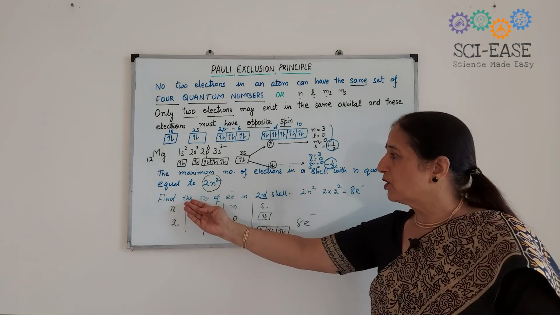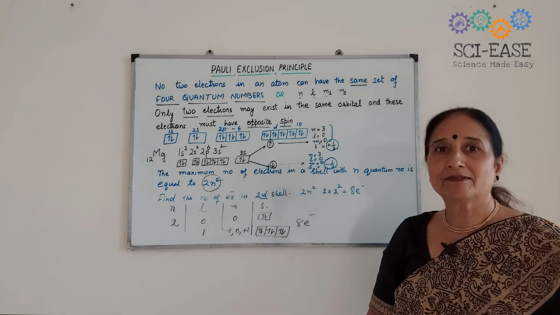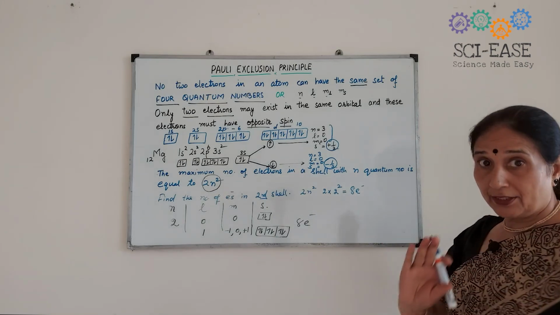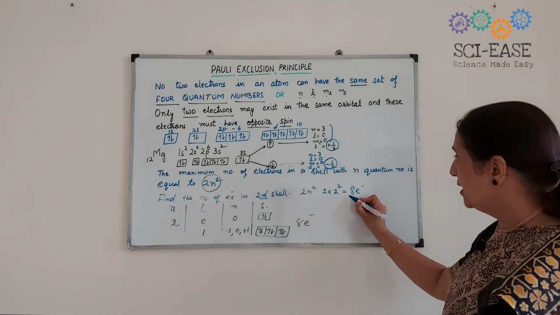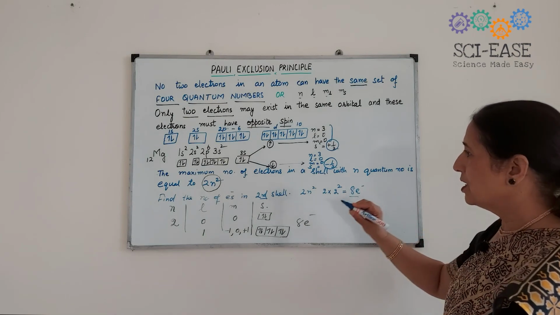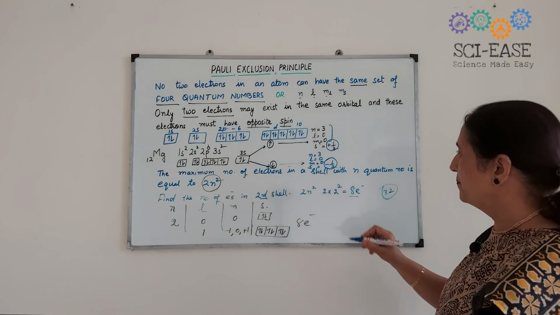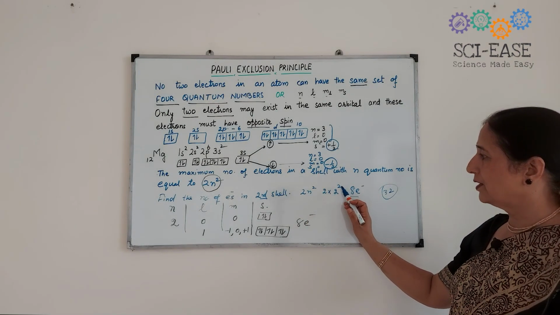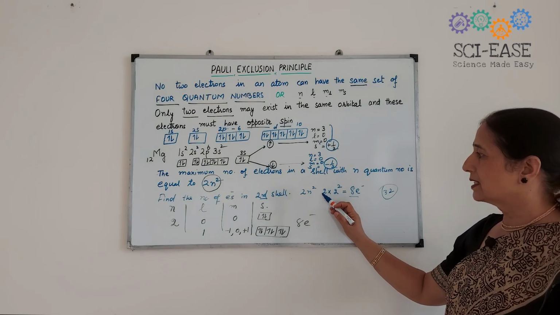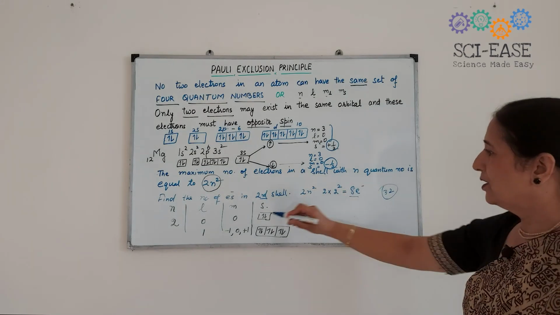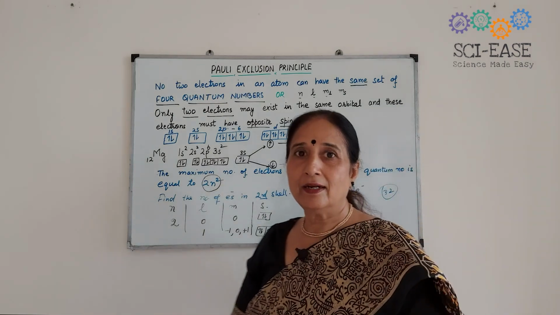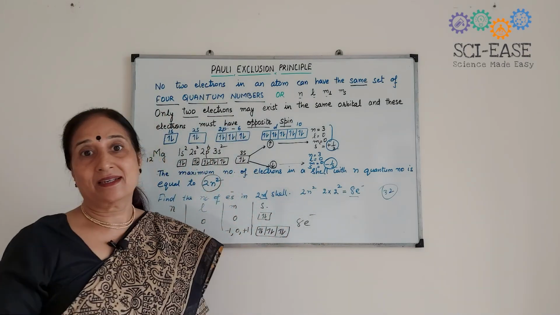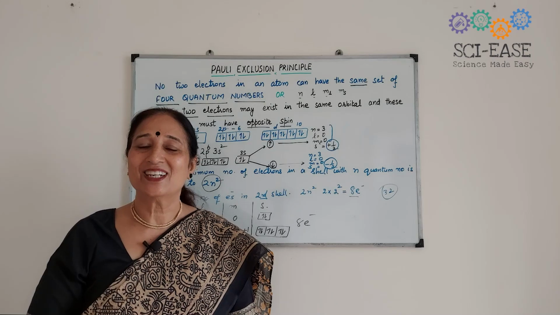You can solve for the number of electrons in the 4th shell on your own. Here I will tell you only the number of electrons, which will come out to be 32. How? 4 square is 16, and 16 into 2 is 32 electrons. Now you can write this in terms of n, l, ml, and s, and it will again come out to be 32.